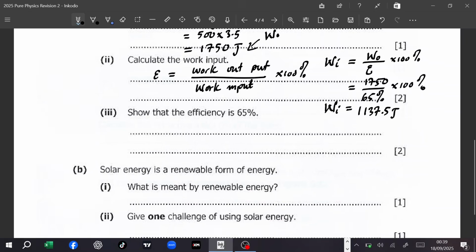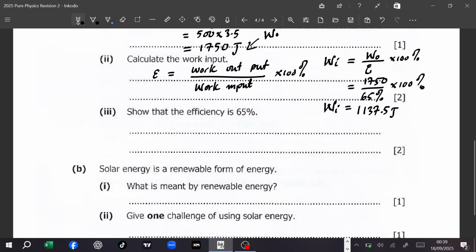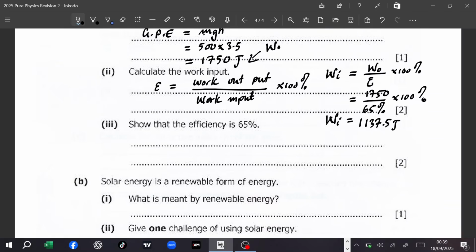Then they're saying show that the efficiency is 65%. To show 65%, efficiency is equal to 1750 over what you have found here, 1137.5, times 100. You find that it will come out as 65%.